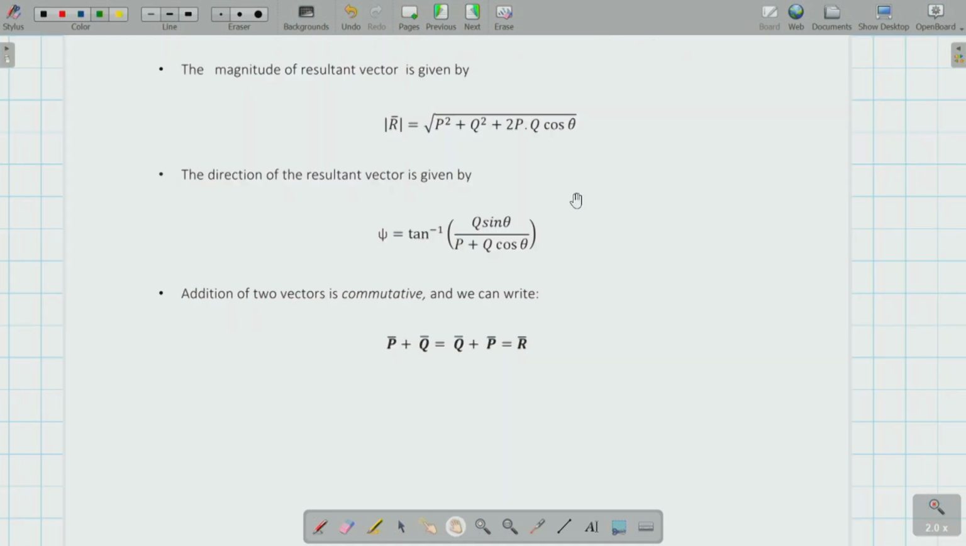Vector addition is commutative, which means that A plus B is going to be B plus A, or P plus Q is going to be Q plus P, which is also equal to the R vector.